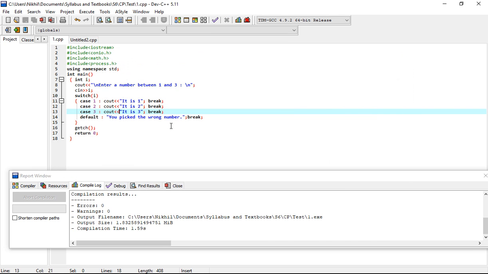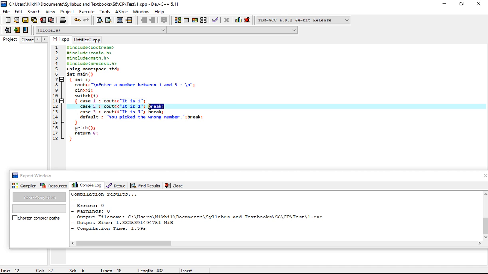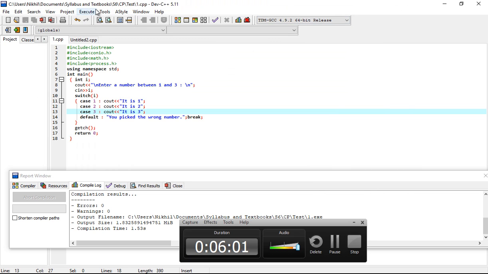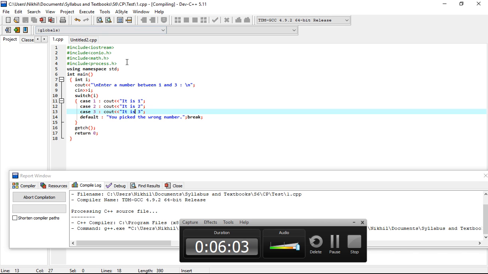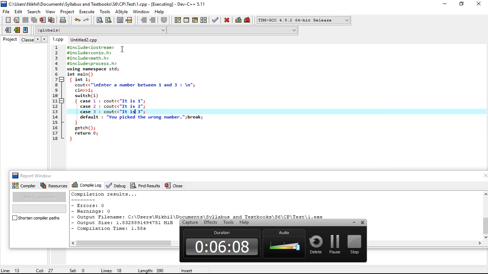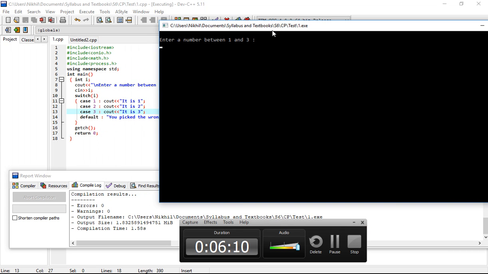Now if these break statements weren't there, what would happen to this switch? That is what we are going to look at. I have deleted all the break statements here, and I'm executing. Now if the input was 1, I'm writing 1 here. It is 1, it is 2, it is 3.